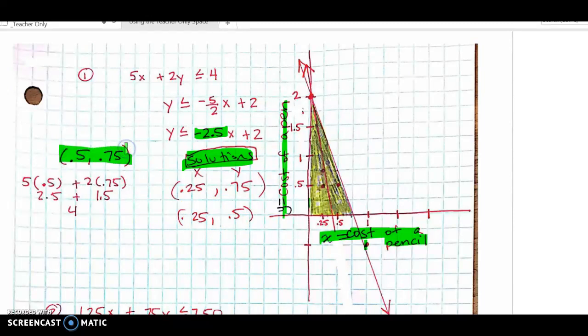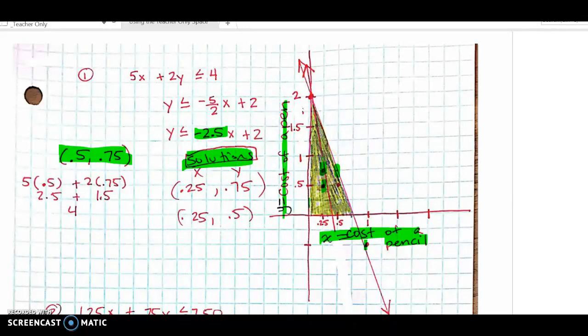This solution, 0.5 and 0.75, is on the line and would give me an exact cost of $4. These possible solutions, 25 cents and 75 cents, 25 cents and 50 cents, you can see those are in the shaded region and would give me a cost of less than $4.